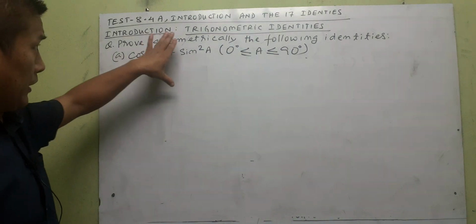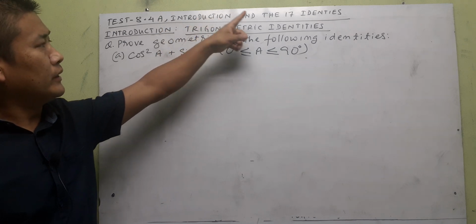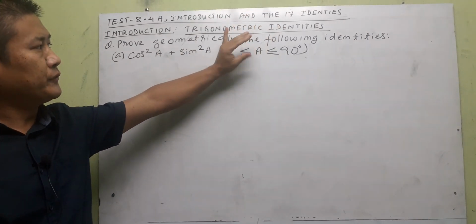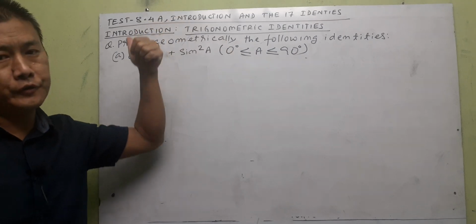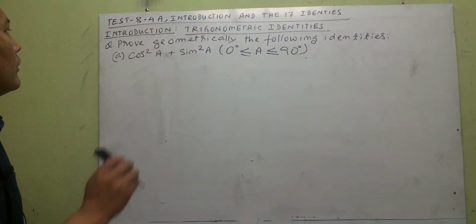Okay, so we start with this chapter 8.4, okay? Introduction and the 17 identities that we're going to do before starting exercise 8.4. This is the test 8.4A portion. You can note it down, okay?